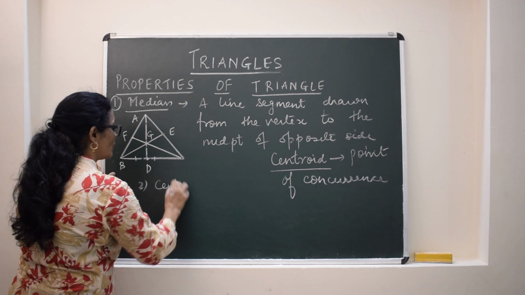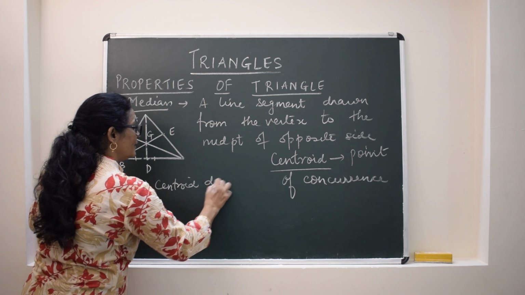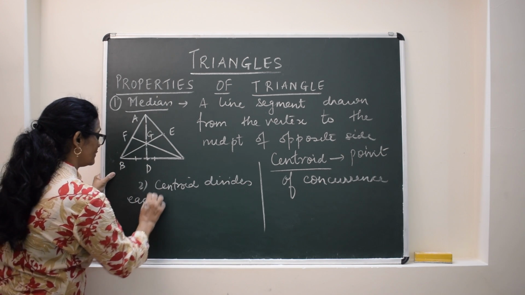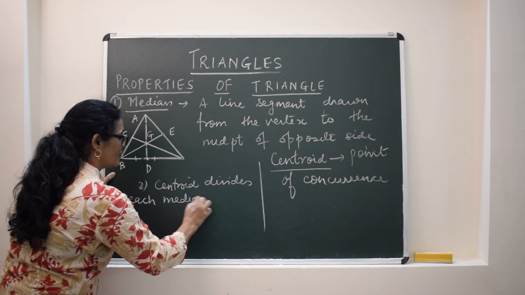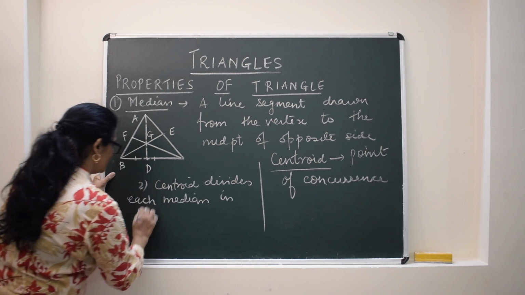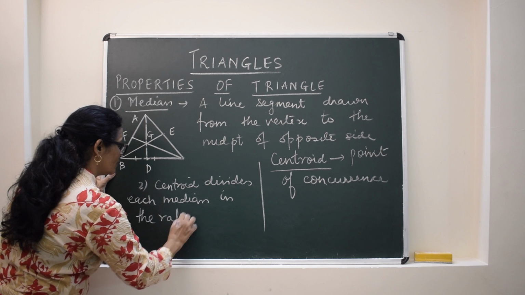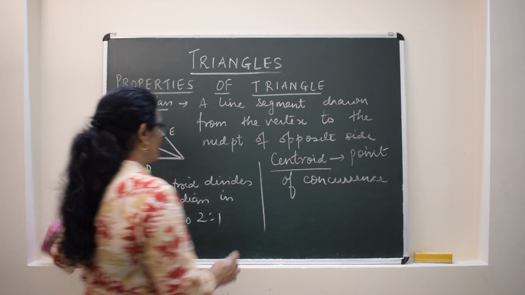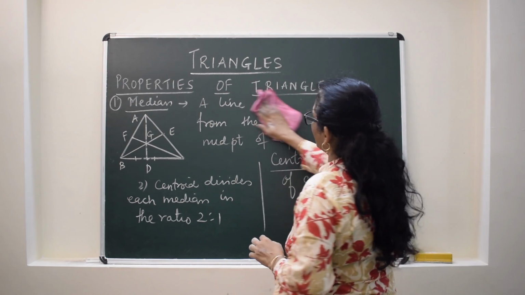So, centroid divides each median in the ratio 2:1. So now look at one median only, and it will be more clear to you.